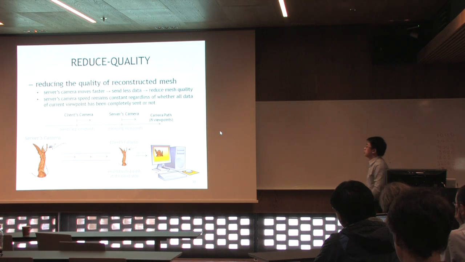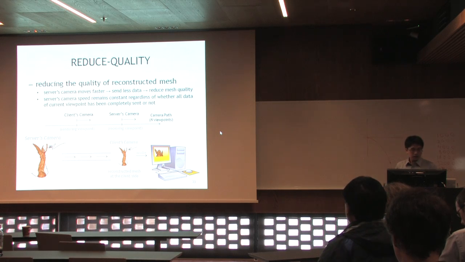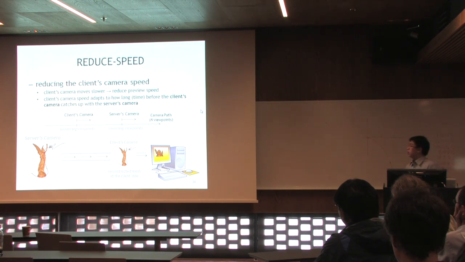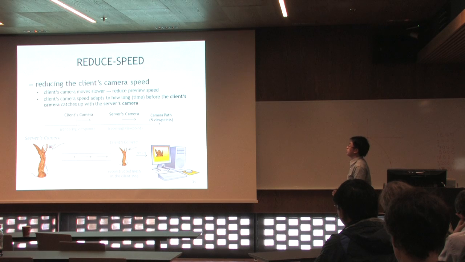Another strategy, the second strategy, is for the server to send less data to the client. Because the server's cameras can move faster, the server's camera has less time to send data, and then it will reduce the quality of the reconstructed mesh at the client side. In this way, we call this technique reduced quality. The previous two schemes are minor variations of well-known techniques used in the domain of video streaming.